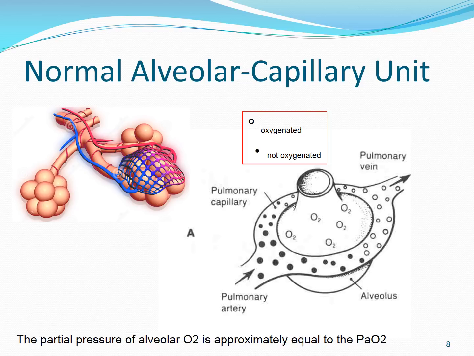When you look at the SaO2 or the saturation of oxygen, that's the amount of oxygen that is in your blood.